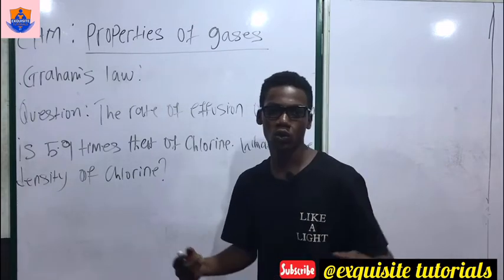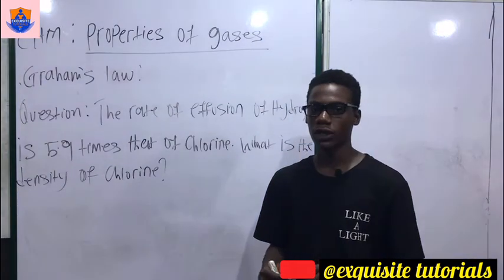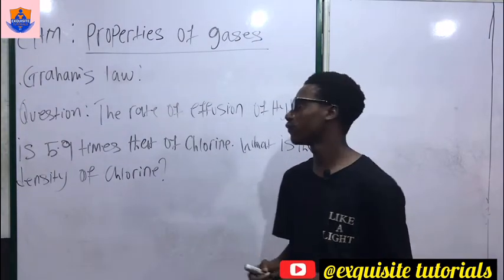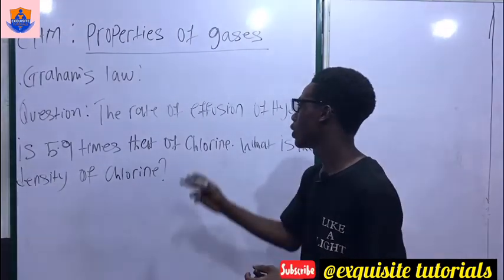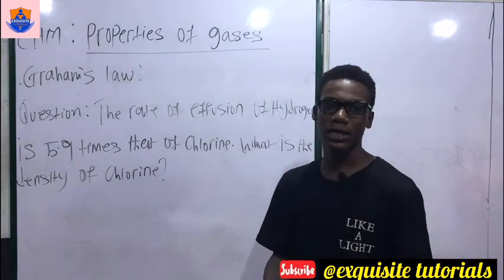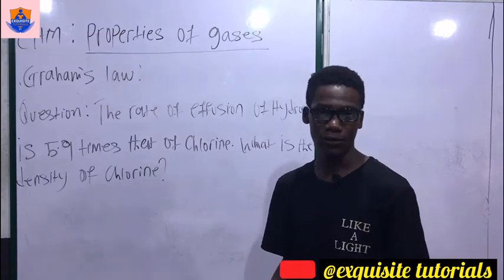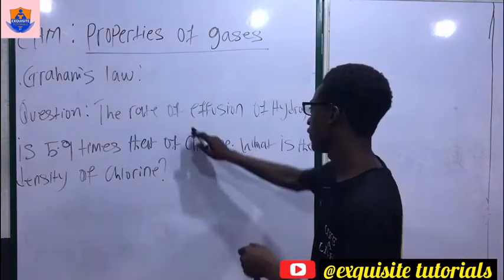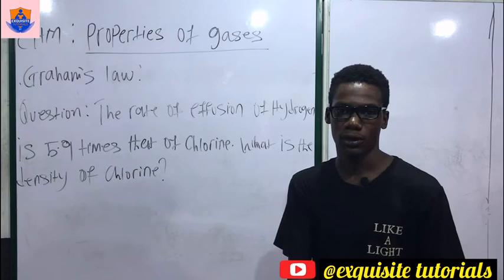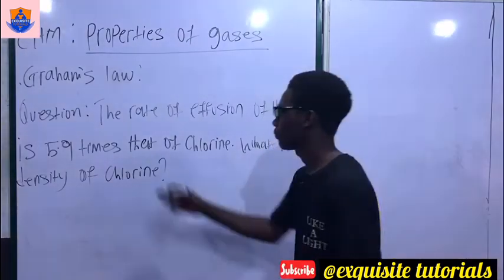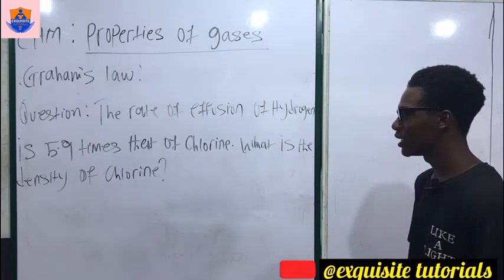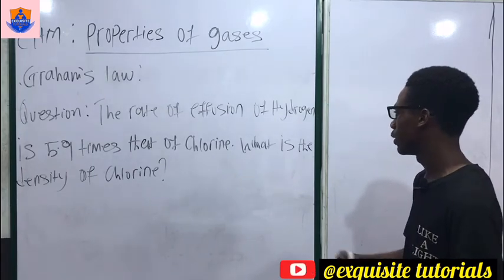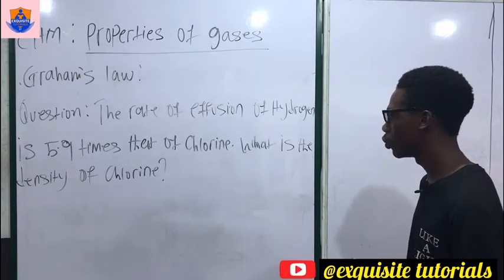Now, remember I told you when I was taking the law of Graham, what Graham stated, that in calculation you can see either effusion or diffusion. So don't get confused when you see effusion. It changes nothing. Alright, so now let's say the rate of effusion of hydrogen is 5.9 times that of chlorine. What is the density of chlorine?